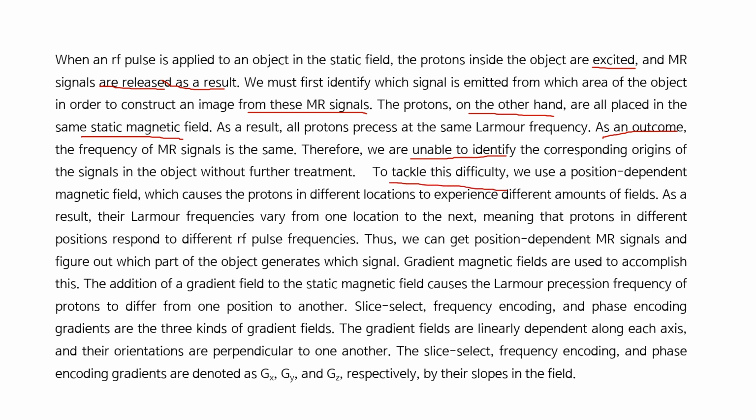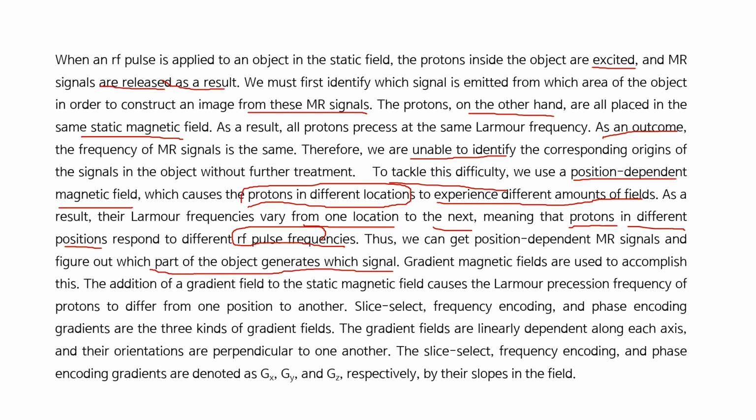To tackle this difficulty, we use a position-dependent magnetic field, which causes protons in different locations to experience different amounts of field. As a result, their Larmor frequency varies from one location to the next, meaning that protons in different positions respond to different RF pulse frequencies. Thus, we can get position-dependent MR signals and figure out which part of the object generates which signal.